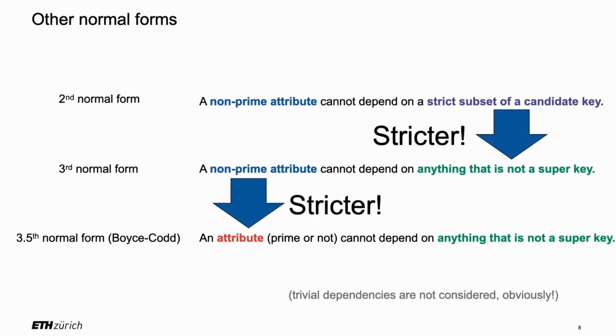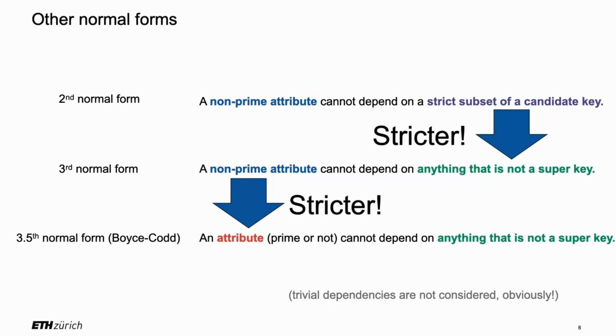But in the Boyce-Codd normal form, we don't care, right? We just do not want something that's not a super key on the left, and it doesn't matter what we have on the right. So prime or not, we don't care. One way to weaken the Boyce-Codd normal form and be slightly less demanding is that we forbid non-prime attributes, so price, quantity, that sort of thing, to depend on something that's not a super key.